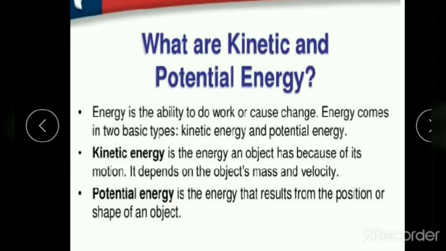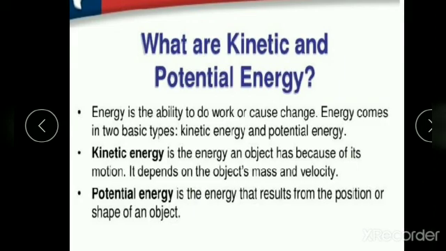Okay, so we have seen in today's class what is energy, what is kinetic energy and potential energy. Energy is the ability to do work or cause change. Energy comes in two basic types that we have seen in today's class. One is kinetic energy and the other is potential energy. Kinetic energy is the energy an object has because of its motion. So it depends on the object's mass and velocity. Kinetic energy is the energy possessed by a body by virtue of its motion.